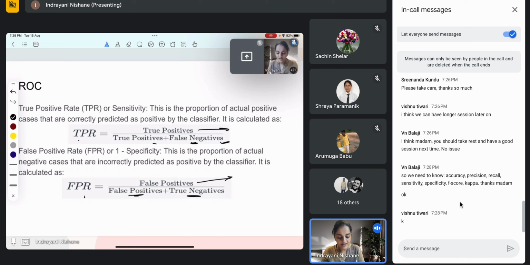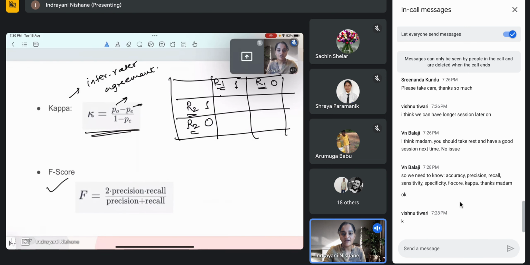So ROC is considered a better metric in terms of both positive value prediction and negative value prediction. ROC is considered better compared to F-score or precision, recall, and accuracy values, because even the F-score considers only precision and recall.